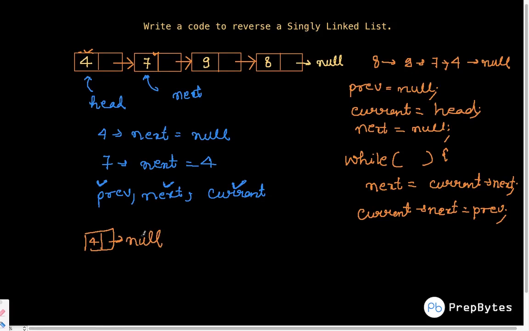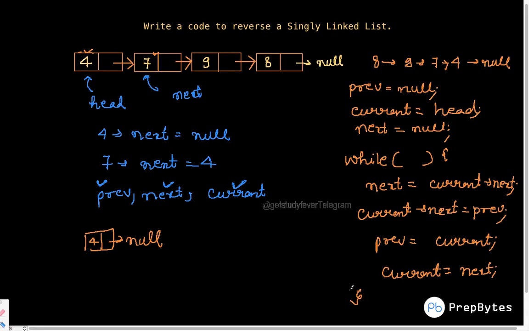After this, what do I want? I want the next of 7 to be 4. So what I have to do is update my prev to current, and also update my current as well. So initially current was 4, now I have to update it to 7 because I have to change next of 7. So I'll update my current to next. Okay, so I think these are the operations that we have to perform.